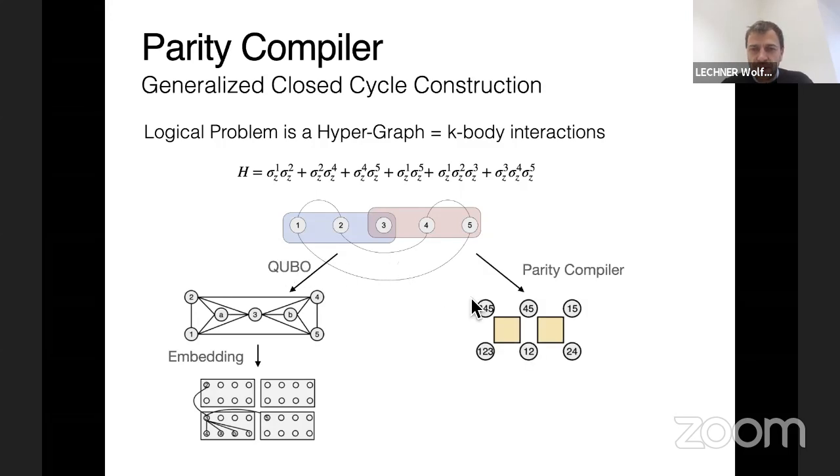With the parity compiler, so this means the compression that you've seen before, plus this k-body definition, we can actually represent this whole problem simply by 6 qubits and 2 constraints. So the whole problem is represented by this graph, which is a considerable enhancement, and I will show in the end some benchmarks for actually larger systems.